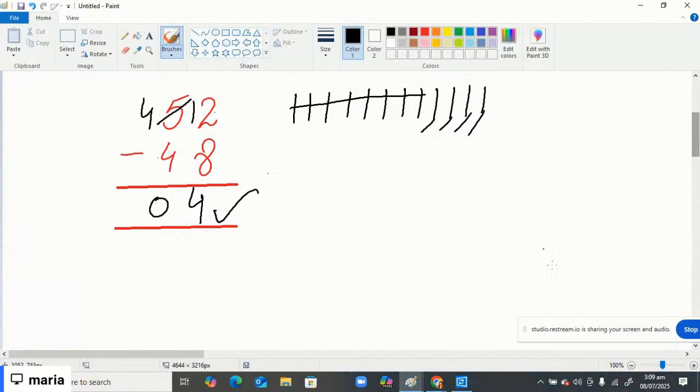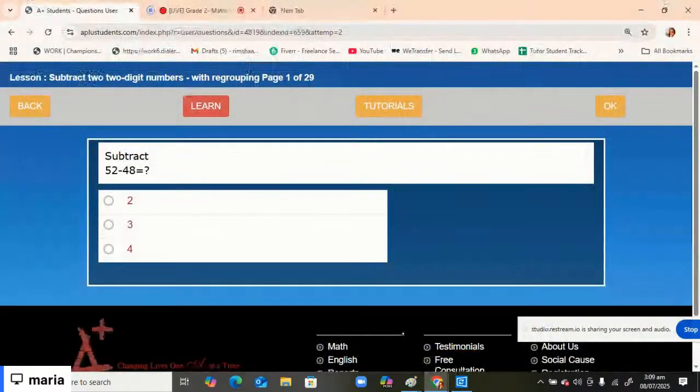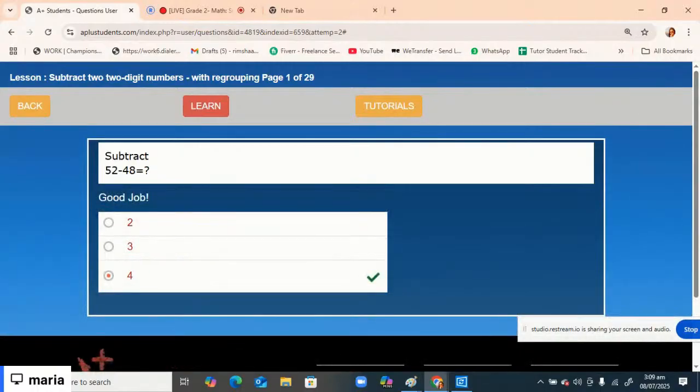So the answer here is 4. Okay. Let's see, is there any option for 4? Yes, it's the last option. Let's see, is it right? And that is the right answer. Alright. Now let's discuss the next question.